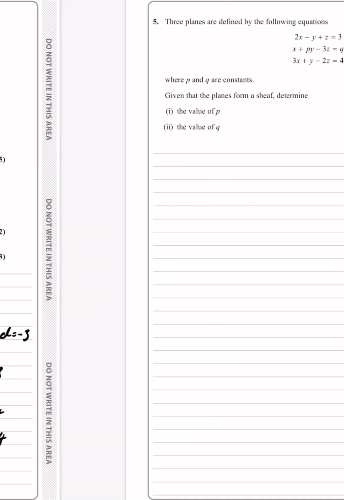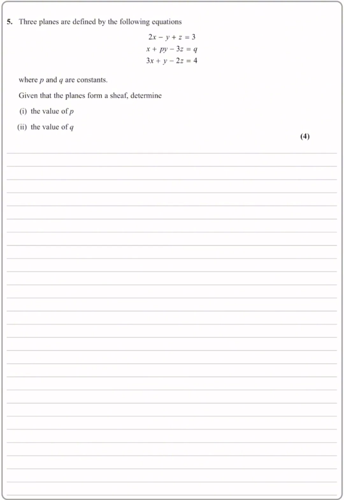And that's question 4. Question 5. If we turn this into a 3 by 3 matrix, the determinant of that matrix will be equal to 0 when these form a sheaf. So I'm going to calculate the determinant of the 3 by 3. That's 2, minus 1, 1. 1, p, minus 3, and 3, 1, minus 2.